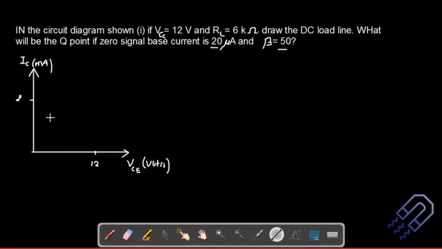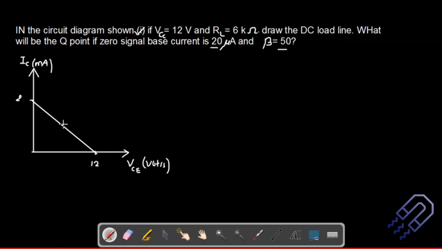Okay, so once we get this, we are actually going to get the load line. So we have the load line now. Okay, so the first part of the question is done. The second part of the question actually asks you what will be the Q point if zero signal base current is 20 microamps and beta is 50.